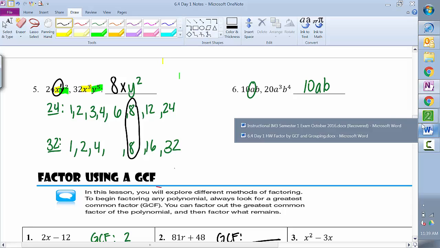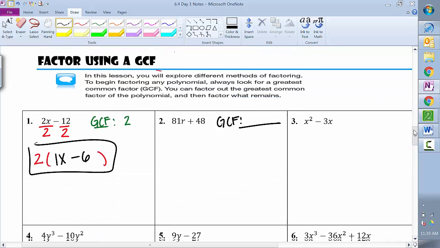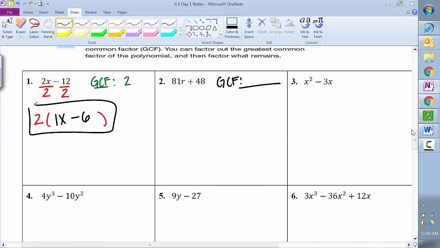Okay, 81, yes, 9 goes in there, but 9 does not go into 48. So you're looking for one that goes into both. 4 does not go into 81. You might need to list them out. 6 does not go into 81. So if you're getting stuck, let's go ahead and list them out.